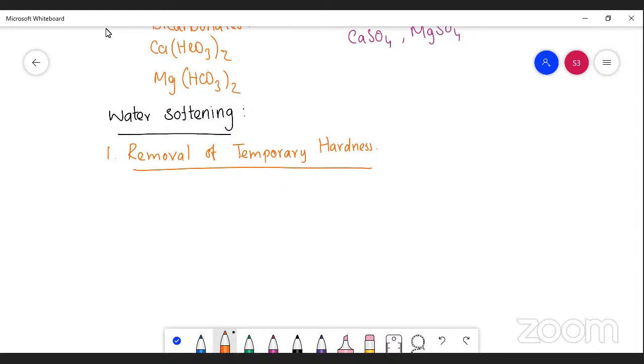The first method is by boiling. The temporary hardness is due to the bicarbonates of calcium and magnesium. So we will take calcium bicarbonate and magnesium bicarbonate.